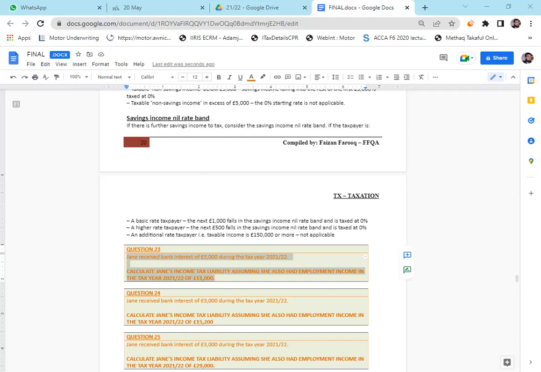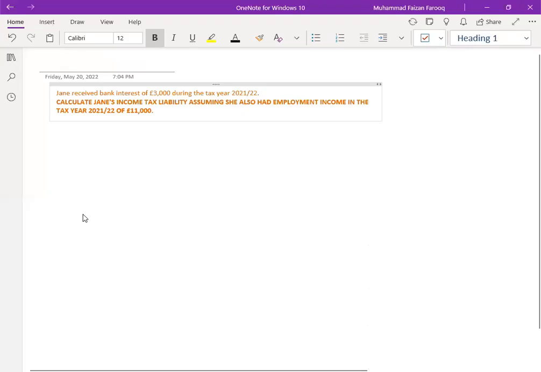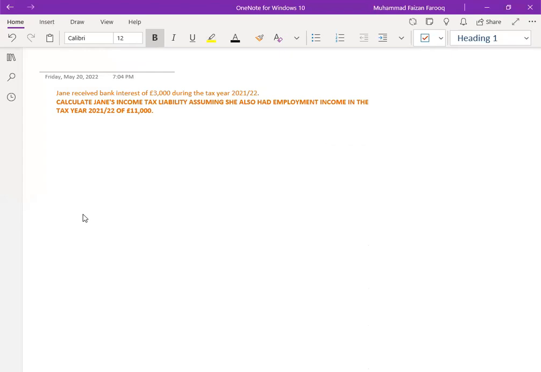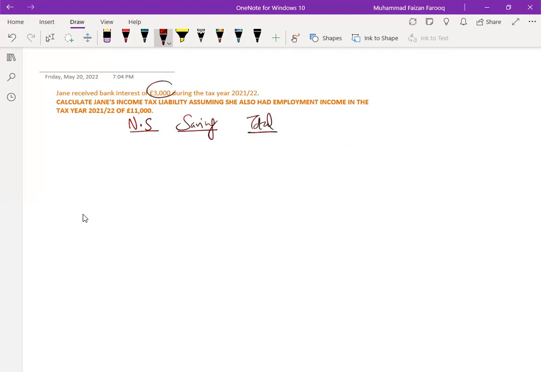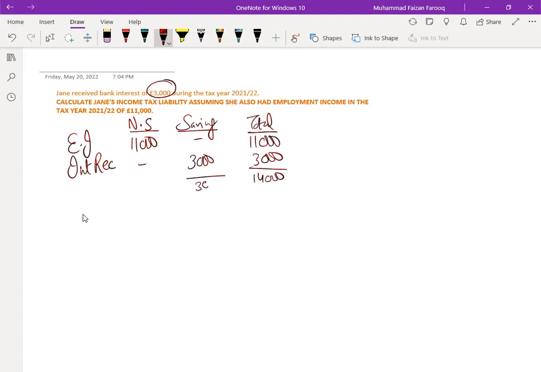Okay. Now we will solve the question. Here we have one note and I am writing. We have the fixed format, non-savings, and we have interest, so we will make a savings column. Before we used to make one column, now we have interest here. That's why we make two columns. We have employment income, 11,000, and we do have interest received, which is 3,000. This will be total income, 14,000.